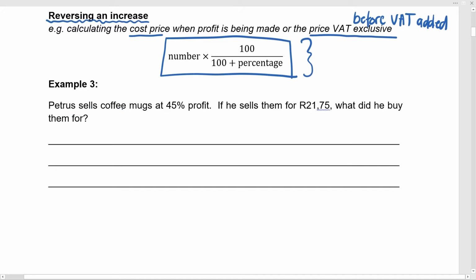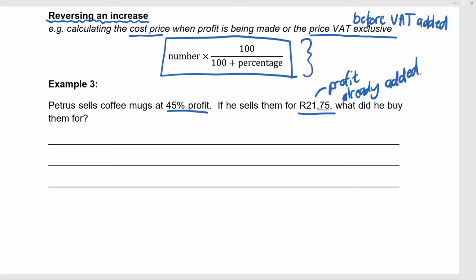Petrus sells coffee mugs at a 45% profit. Okay, so we know the percentage profit, and then we know that he sells them for 21 rand 75. That is the profit percentage, okay, already added. Now I'm not going to decrease the 21.75 by 45%. I'm going to find out what it was before it got increased by 45%, which is quite a different thing.